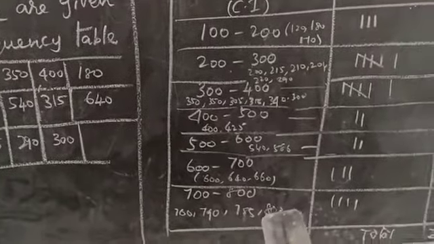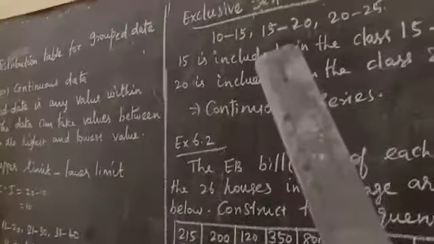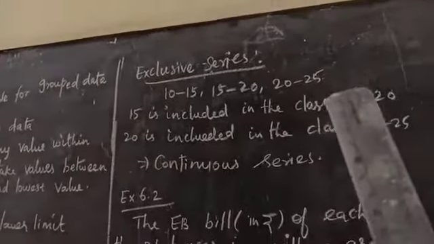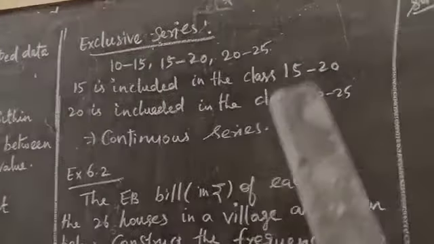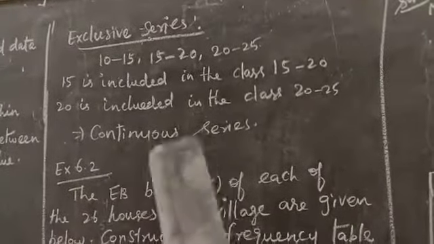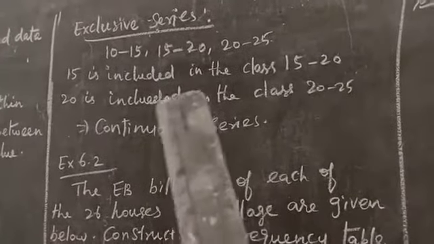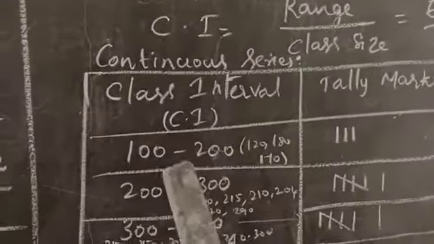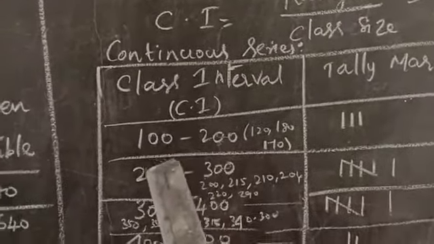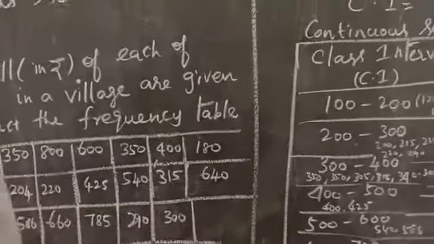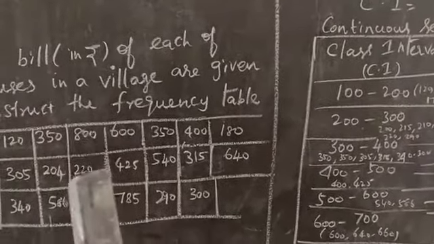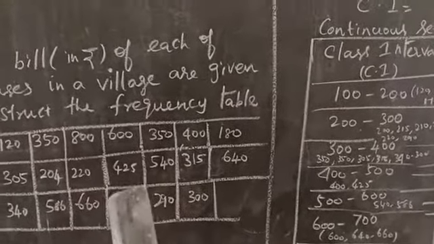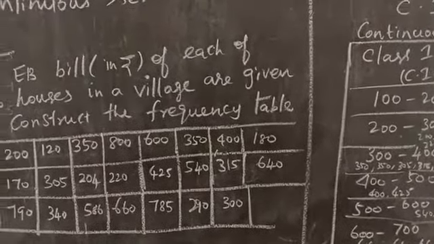What is a continuous series? For 15 to 20, 20 to 25, the upper limit is not included in the first class, it is included only in the next class as its lower limit. Okay, so listen, 100 to 200. Here we take 100 only; the 100 is included in the first class. 200 we take in the next class.